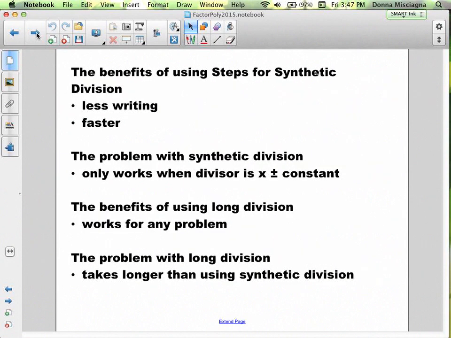So the benefits of using long division, it works for any problem. You can divide any polynomial function by a divisor and find the quotient. The problem with long division is it takes a little bit more time than synthetic division. So as we move towards solving with division, we're going to want to learn a way that we can do it just a little bit faster.